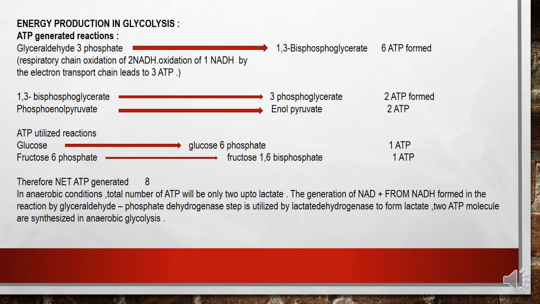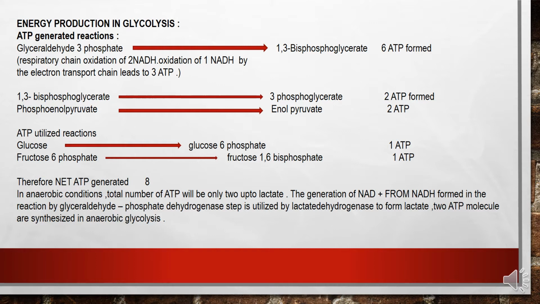So, energy production and glycolysis. ATP generating reactions: when glyceraldehyde 3-phosphate gets converted into 1,3-bisphosphoglycerate, 6 ATPs are formed. When 1,3-bisphosphoglycerate gets converted into 3-phosphoglycerate, 2 ATPs are formed. And when phosphoenolpyruvate gets converted into enolpyruvate, 2 ATPs are formed.